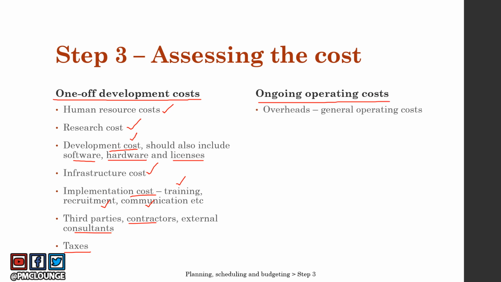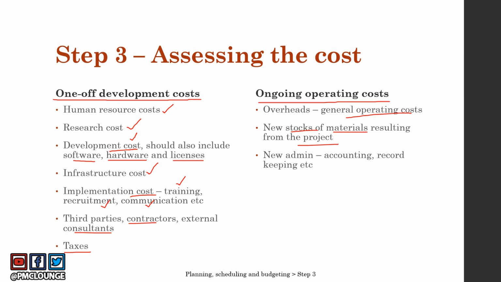So these include overheads like general operating costs. These also include new stocks of materials resulting from the project. These also include new admin costs, let's say accounting, record keeping, you need to account for that. These are all operating costs, right?